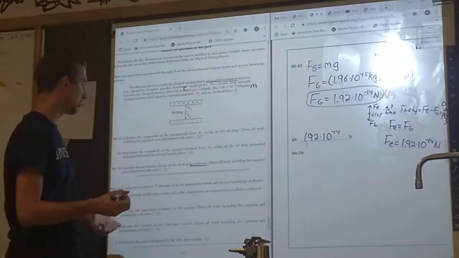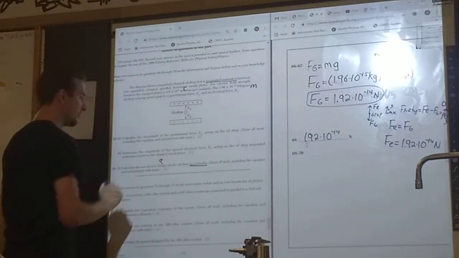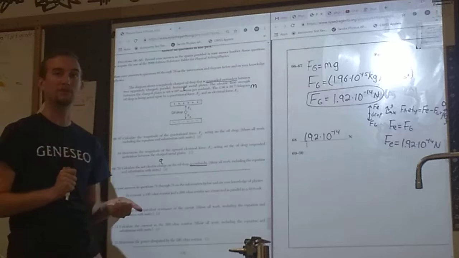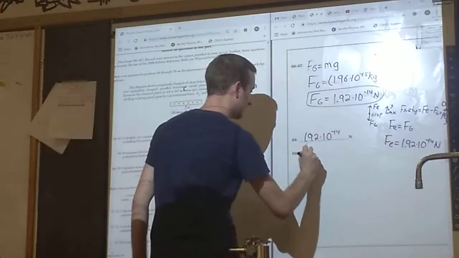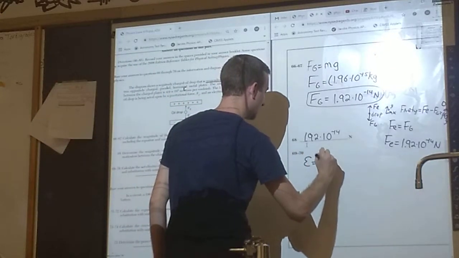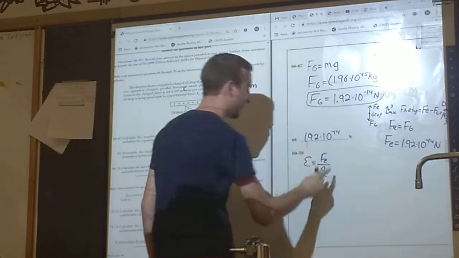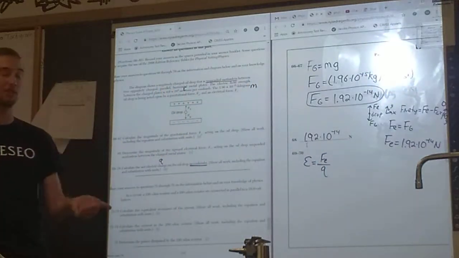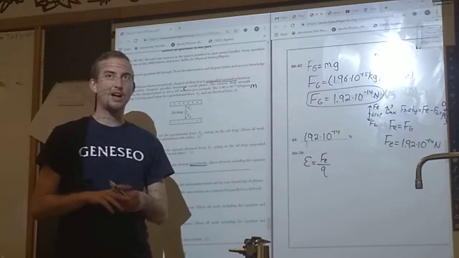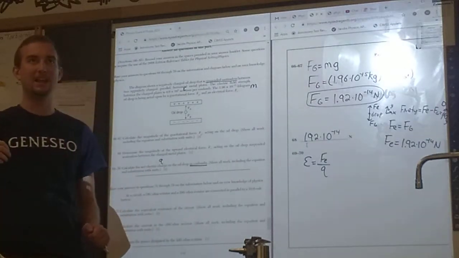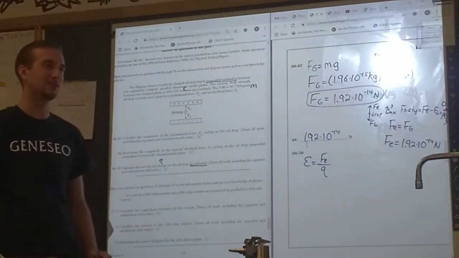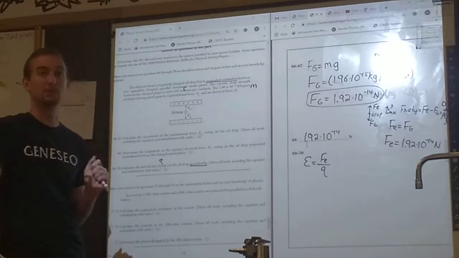We're looking for the charge. Well, it turns out that we do have an equation for this. The electric field is equal to the electrostatic force divided by the charge. And that's along the same lines of why we use voltage.